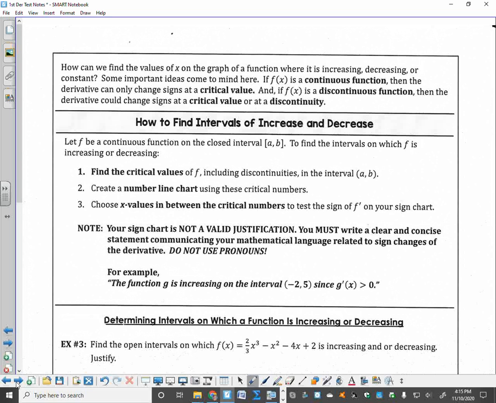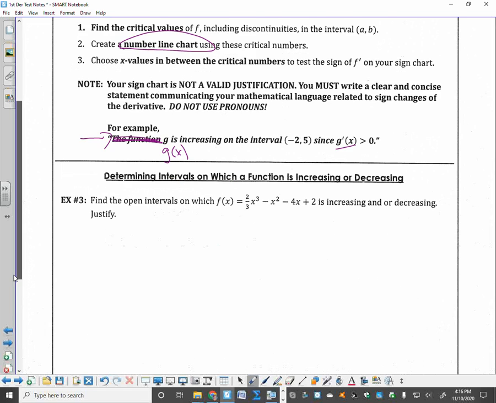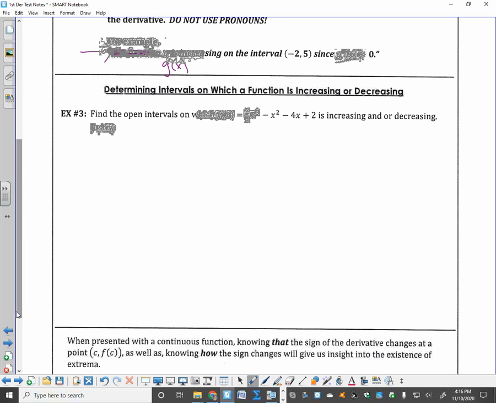For example, the function g is increasing on the interval -2 to 5 since g prime is greater than 0. And I would say you could probably get away without doing this and just saying g of x is increasing on the interval since g prime of x is greater than 0. Now we're going to do this number line chart because that's sort of the muscle behind that statement, but you have to have the statement. Okay, and we're going to practice this. All right, here we go.